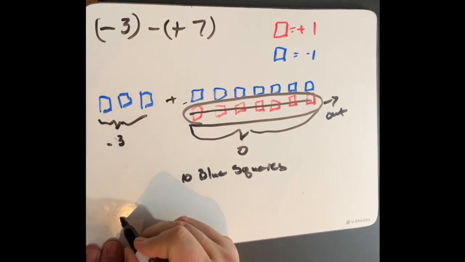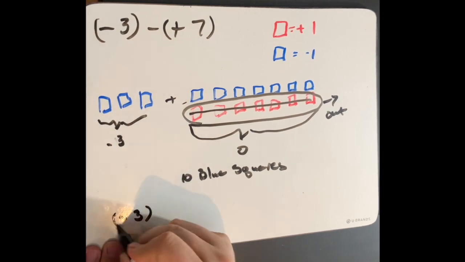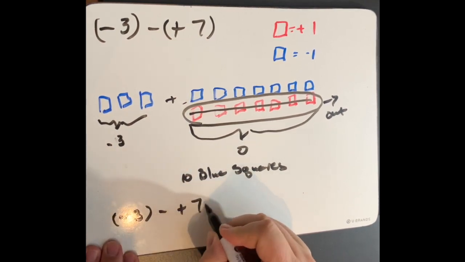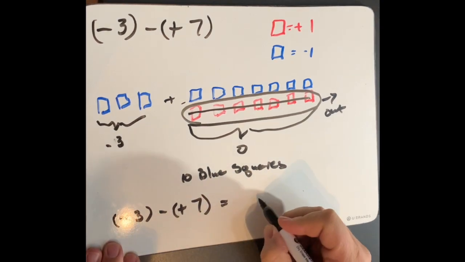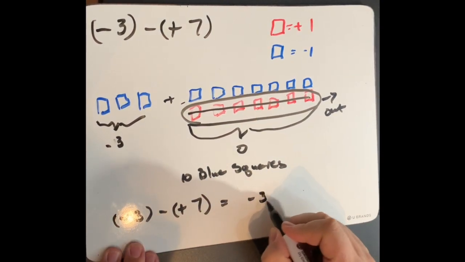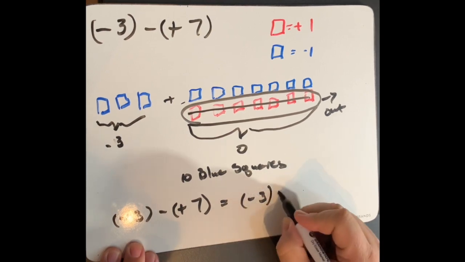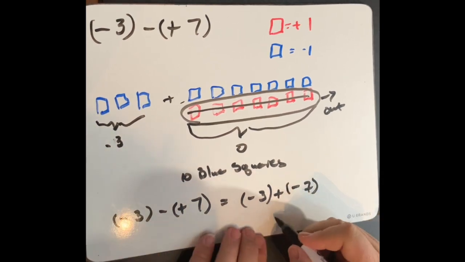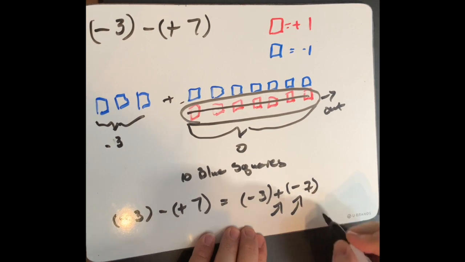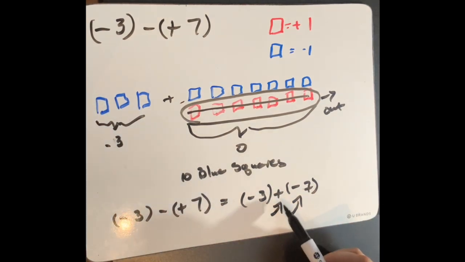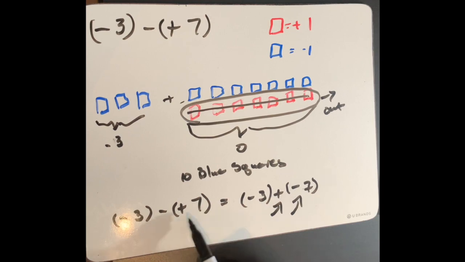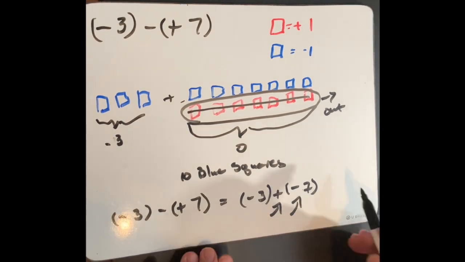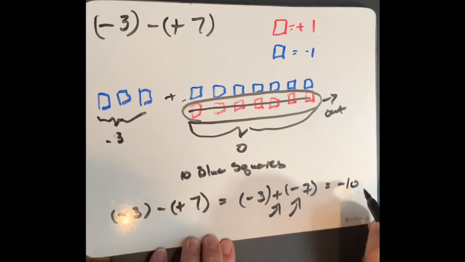I have -3 minus +7 is the same as saying -3 plus -7. So what happens is this sign flips and this sign flips. So I change my subtraction to addition, and then I change the sign of the number after the subtraction sign. So you can see that -3 plus -7 equals -10.